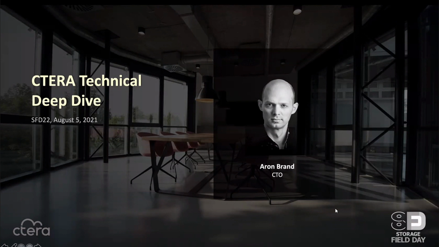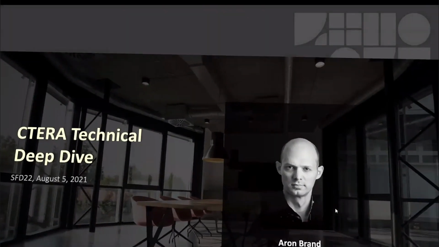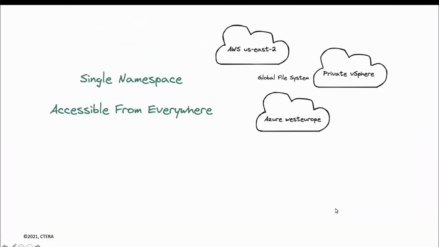Great to see you. So today I wanted to take you through a technical deep dive of CTERA's technology. And let's start by discussing at a very high level what CTERA technology is. It's a global file system. A global file system is a file system that exposes a single namespace that's accessible from anywhere, from multiple locations, edge locations, and cloud locations, and exposes a single namespace.